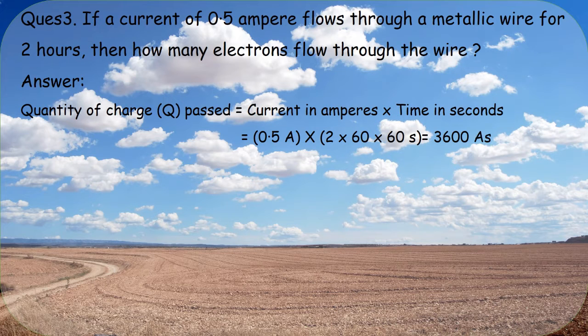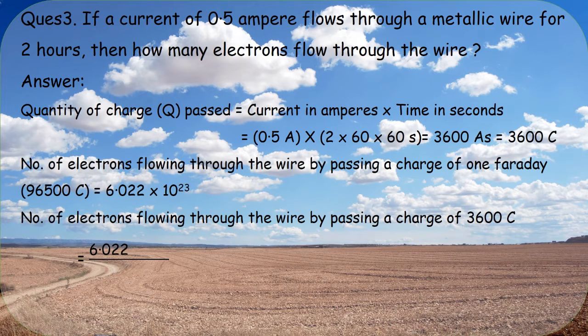When 1 Faraday of electricity is passed, the number of electrons is equal to 6.022 into 10 raised to 23, because 1 Faraday is the amount of electricity carried by 1 mole of electrons. From this we can calculate the number of electrons when 3600 coulombs of electricity is passed.